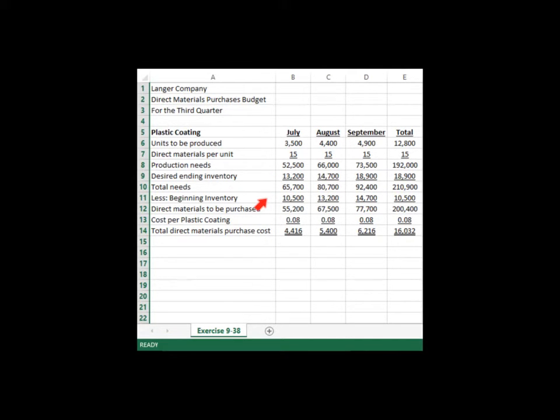Total needs less beginning inventory to get direct materials to be purchased. Notice that July is the same as the total, beginning to end always equal. And also direct materials to be purchased multiplied by cost per plastic coated, which is given. You get total direct materials purchase cost. In order to check if your numbers are correct, for the total column, you multiply the total direct materials to be purchased by the cost per plastic coating to get total direct materials purchase cost total, or you take the sum of all the months to get the total as a good check to see if your numbers are right. Next, I'll do the direct labor budget.